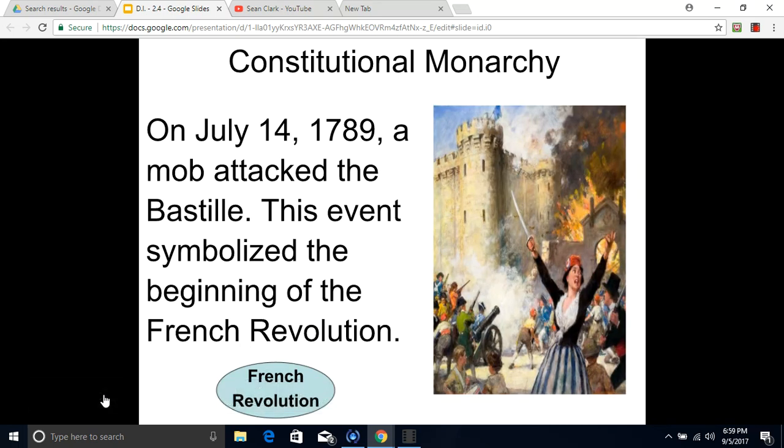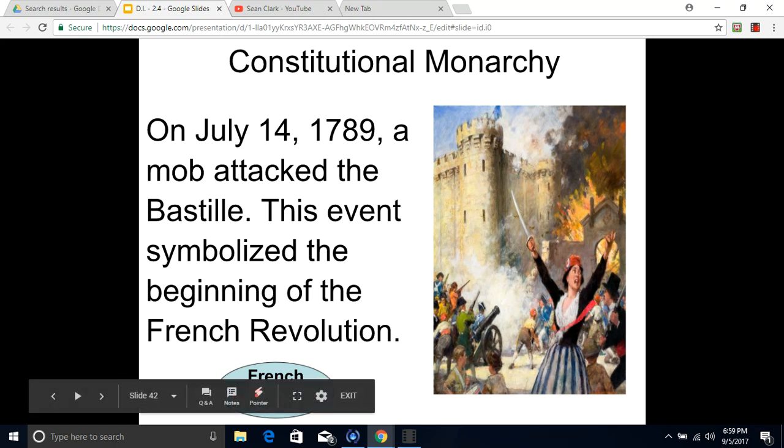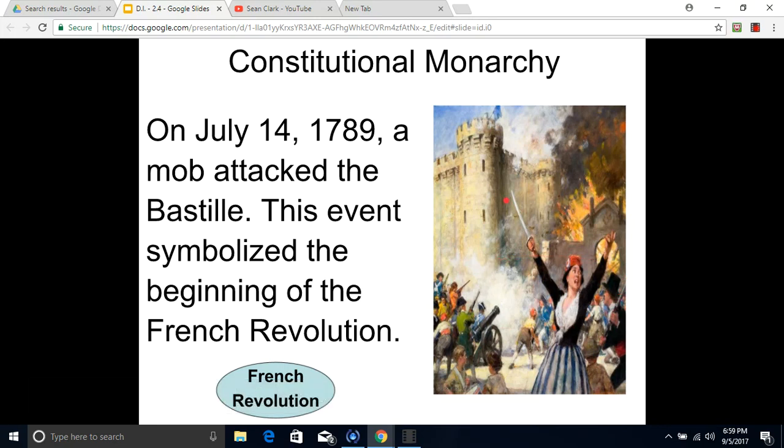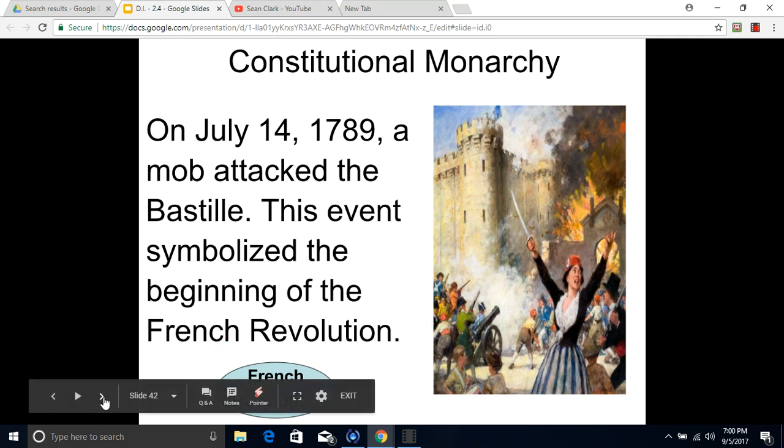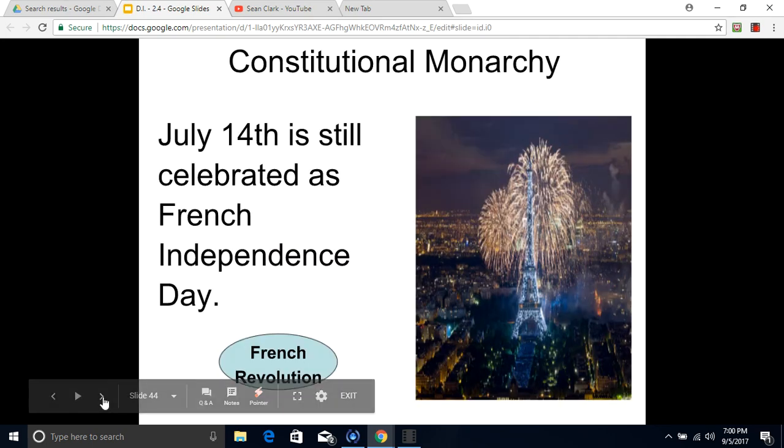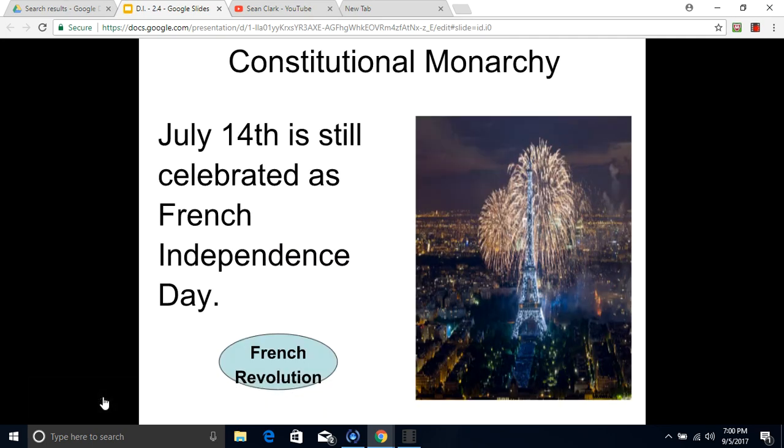On July 14th, 1789, a mob attacked the Bastille. This event symbolized the beginning of the revolution. These are commoners outside, the revolutionaries. The Bastille symbolized centuries of oppression that the monarchy and the upper classes had over the French people, and the attack on the Bastille was an outgrowth of that centuries-long frustration. July 14th is still celebrated as French Independence Day to this very day.